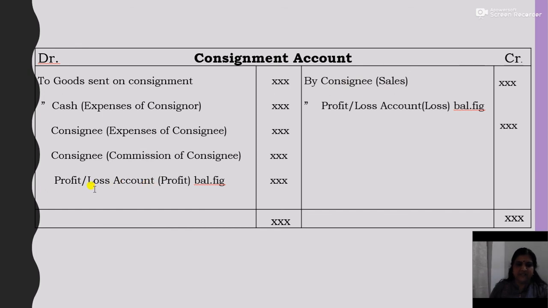In case it is profit, then to profit and loss account, and in case it is loss, then by profit and loss account. So consignment account will be debited with goods sent on consignment, then cash, that is expenses of consignor, consignee, that is expenses of consignee, then again consignee, that is commission of consignee, and it will be credited with consignee, that is the amount of sales. Then the balancing figure will be either profit or loss.